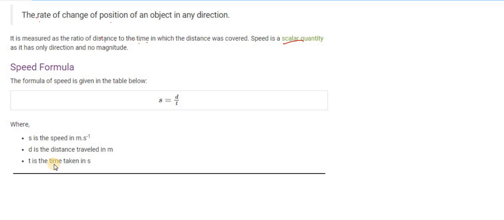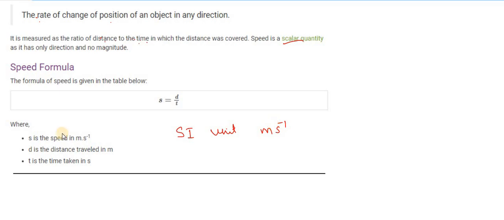What is the SI unit? SI is the Systeme Internationale unit. The SI unit of speed is meter per second. Why is it meter per second? We know how we measure distance: the standard SI unit of distance is meter and the SI unit of time is second. Therefore it is meter per second. I hope all of you understood this.